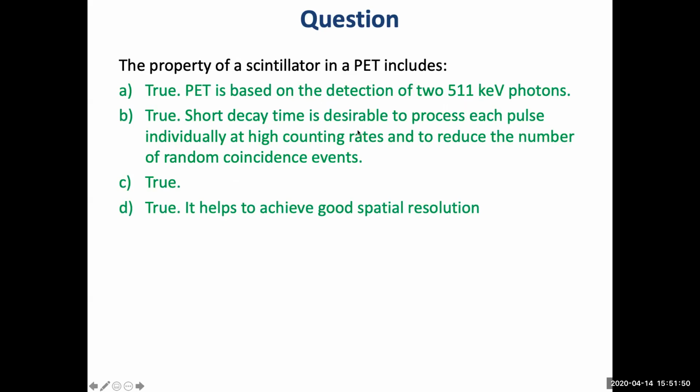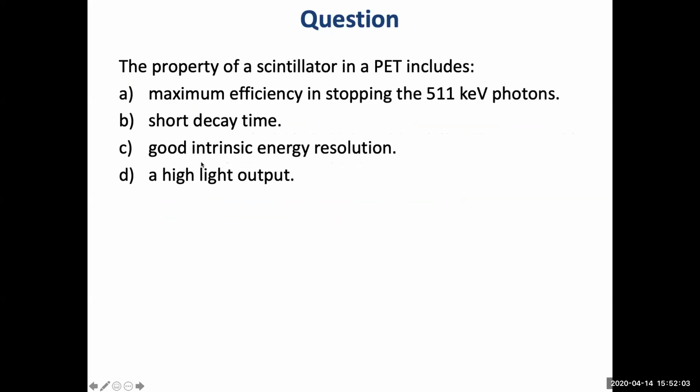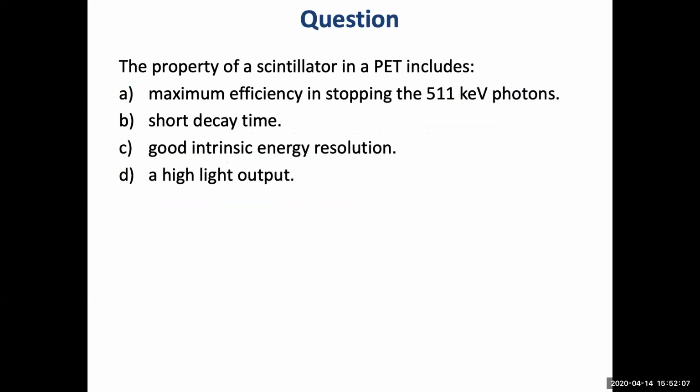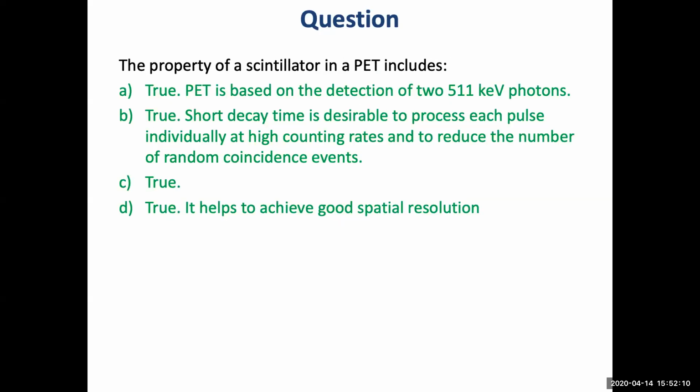The desire is to process each pulse individually at high counting rate. To reduce the number of random coincidences, we need very high decay detector. And also C was good intrinsic energy resolution. Yes, we need good energy to discriminate energy. And here, high light output, yes, it helps to achieve good spatial resolution. Okay, all of them are correct.